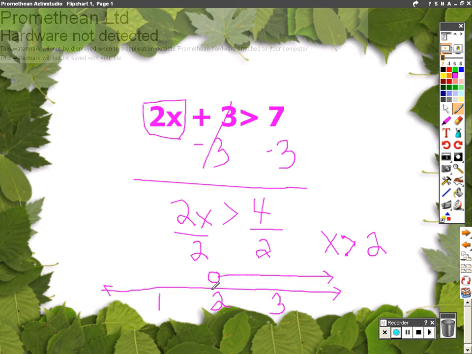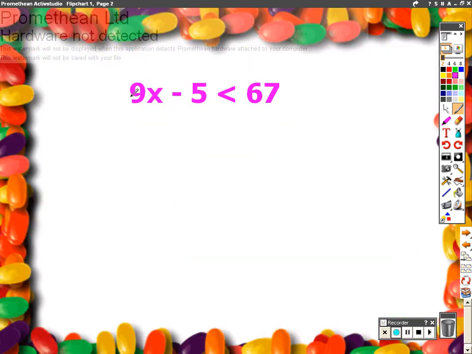That means x can be 2.1, 2.5, 3, 4, 7, 8, anything that's bigger than the number 2, and it will make this inequality true. Let's look at another one. Same thing. We're going to box the variable. All right, what's the next step? We should add 5 because what gets rid of a negative 5? A positive 5. These 5 cancel.